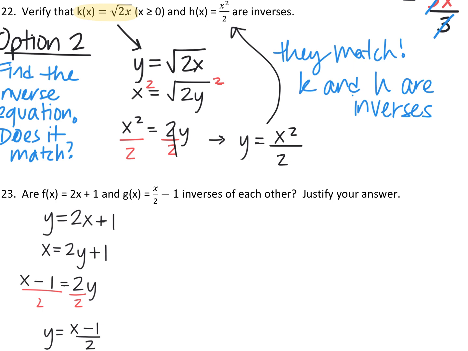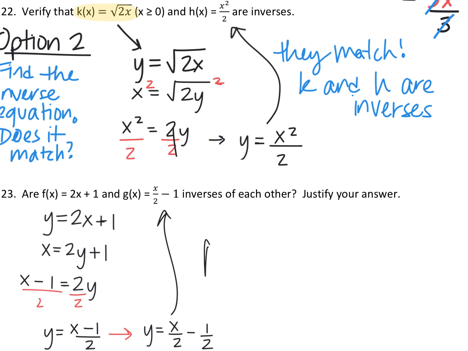But if you do it this way, obviously it doesn't match right now. It's x over 2 minus 1. That's not the same thing. You can check it though by simplifying this into two fractions. So you could break this up as x over 2, but then what would the next term be? It'd be 1/2. So is that the same as g? X over 2 minus 1, x over 2 minus 1/2.